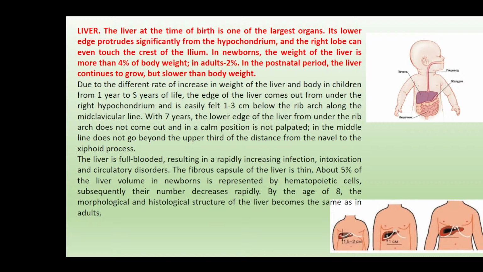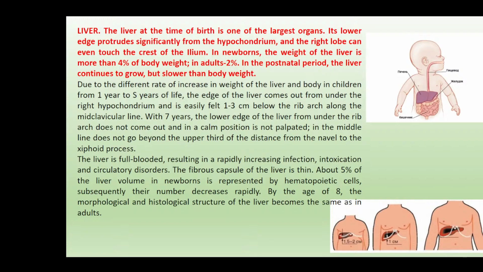In the postnatal period, the liver continues to grow, but slower than body weight. Due to the differential rate of increase in weight of the liver and body in children from 1 year to 5 years of life, the edge of the liver comes to lie under the right hypochondrium, 1 to 3 centimeters below the rib arch along the mid-clavicular line.